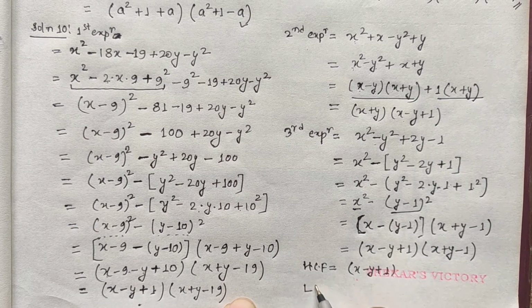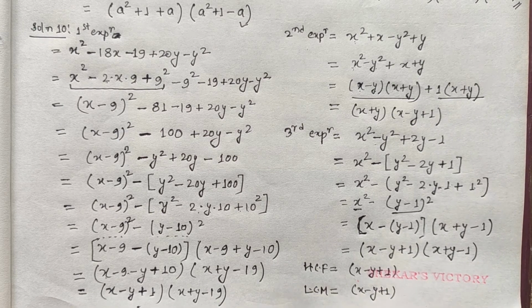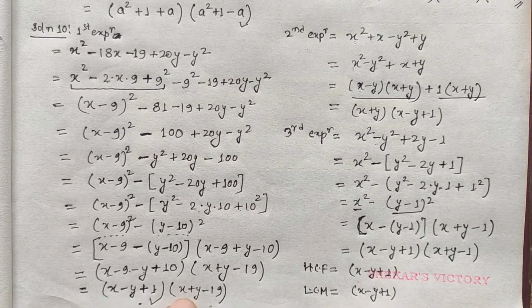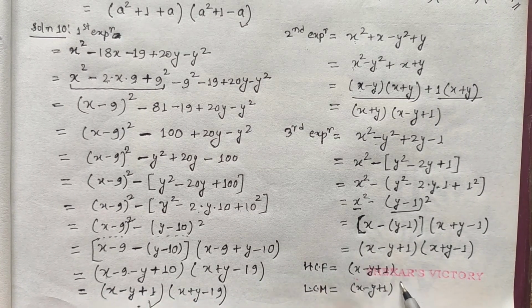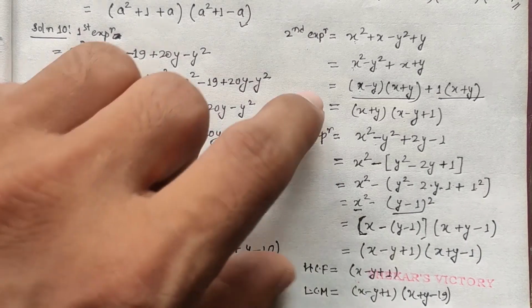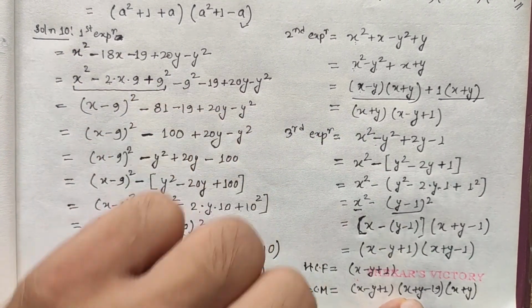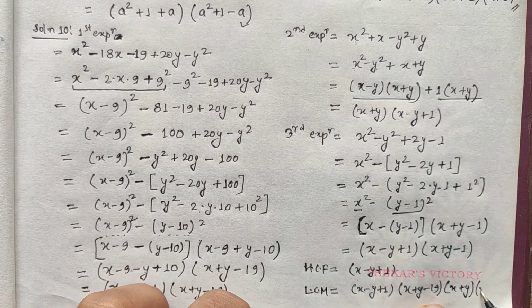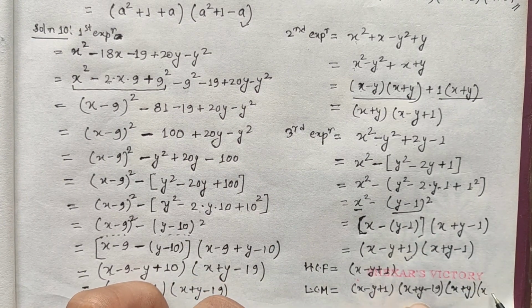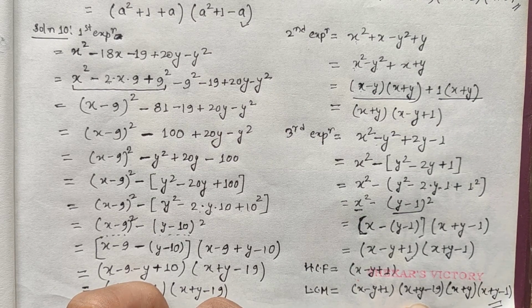And the LCM is another important one. So for the LCM, first you are going to write the common, which is taken out. So what's the remaining in the first term? Remaining is x plus y minus 1. In the second one, what's the remaining? X plus y. And in the third term, what's the remaining? X plus y minus 1. So this is your final answer.